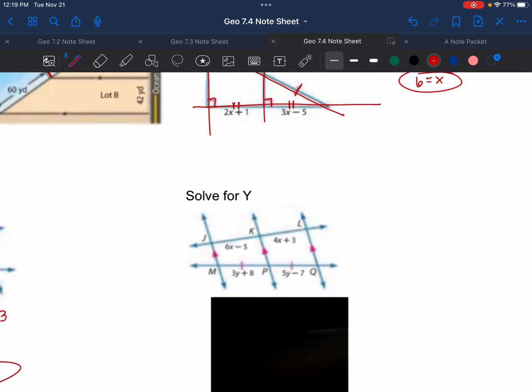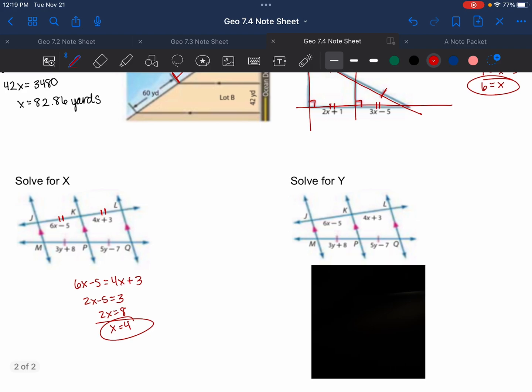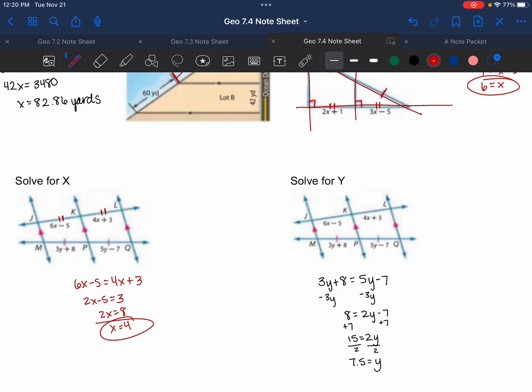All right, I want you to pause here and now solve for y. We know that 3y plus 8 equals 5y minus 7, and then you just need to solve for y. Y equals 7.5. All right, and that completes the notes.